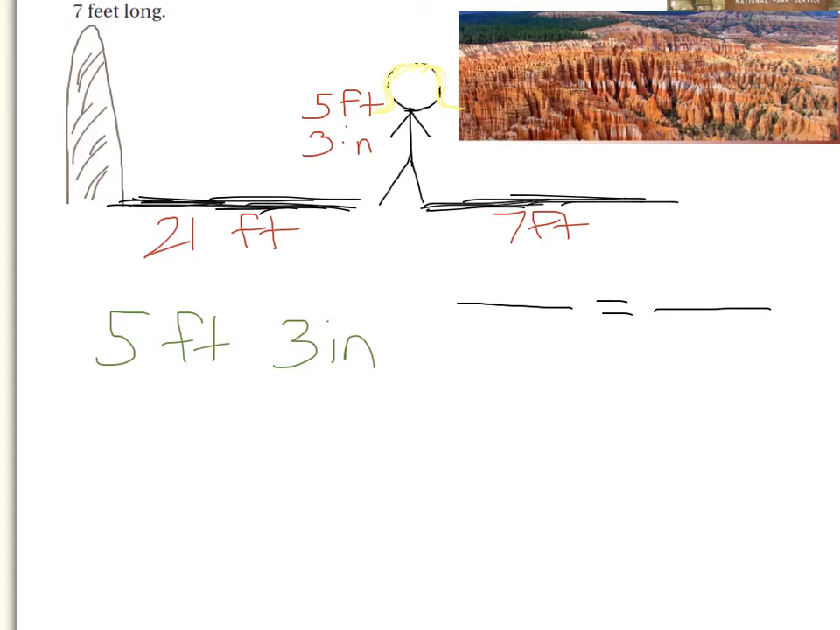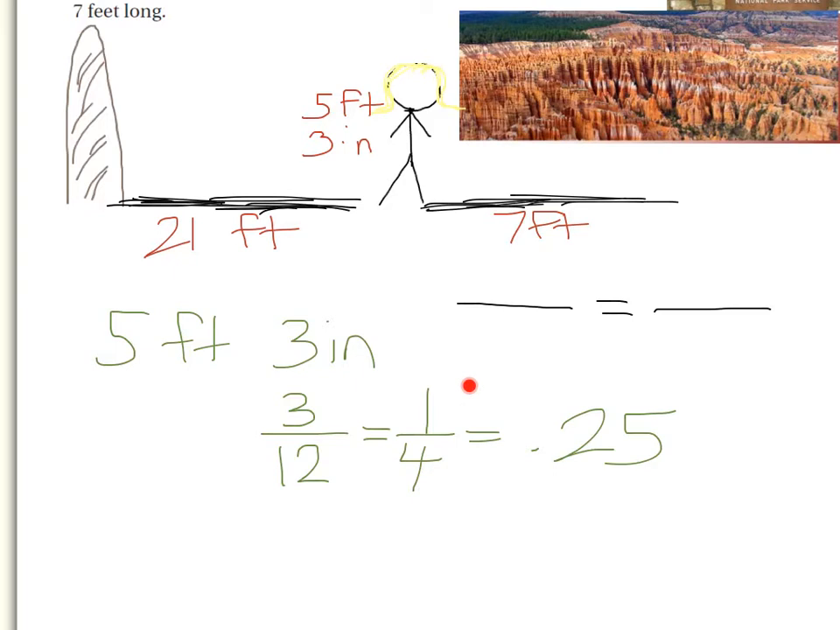Well, what we know is that a foot has 12 inches. So this 3 inches is representing 3 inches out of 12 inches. But we know 3 out of 12 is more accurately put as 1/4. Now, through long division, or just because 1/4 is such a common fraction, we know 1/4 is 0.25. So the 3 inches is representative of 0.25.